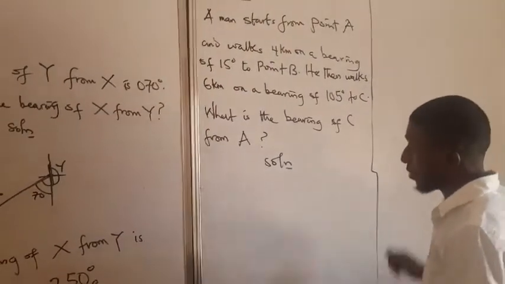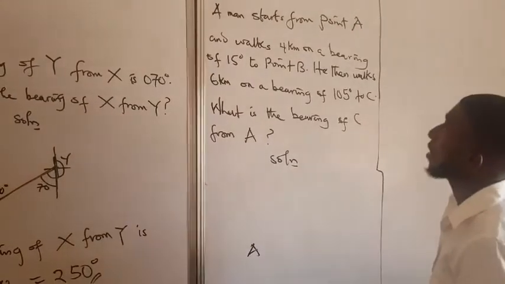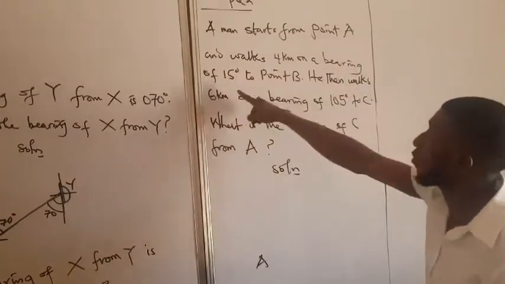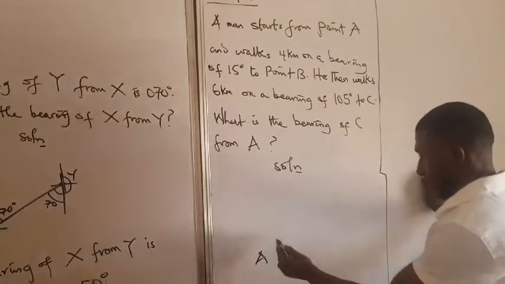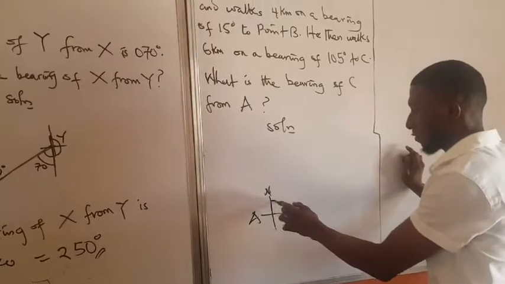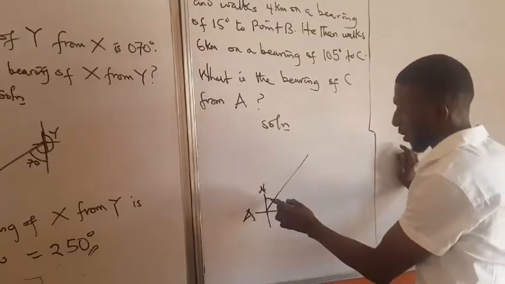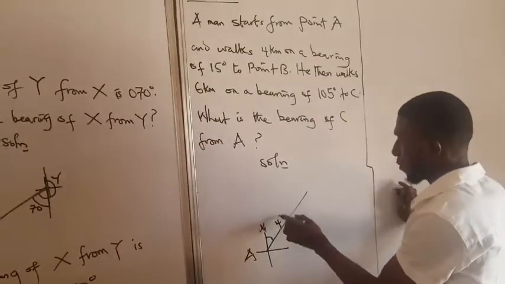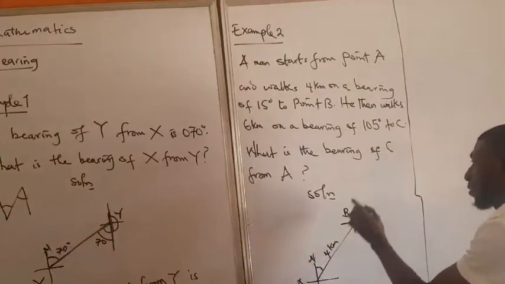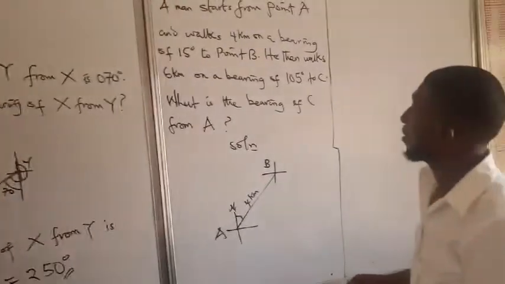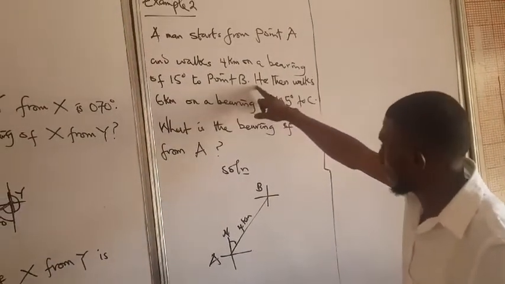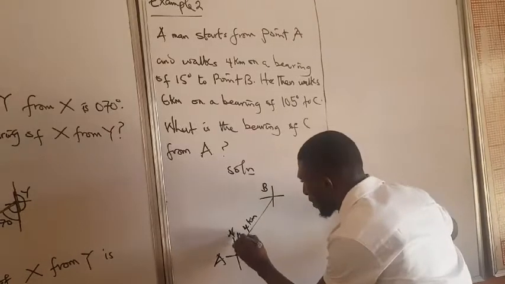Then the first thing we are going to do is, let the point be A. And that man now walks 4 km on a bearing of 15 degrees. This is 15 degrees. Remember, we always measure from north. If this is our north, 15 degrees. How many kilometers? 4 kilometers to point B, to another point B. And that is 15 degrees.